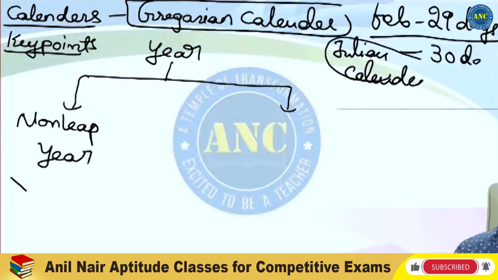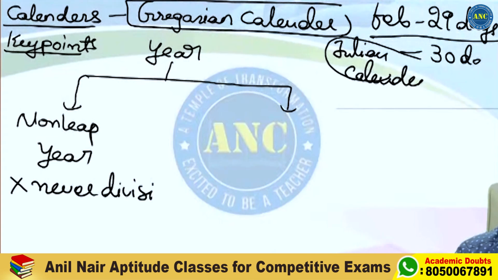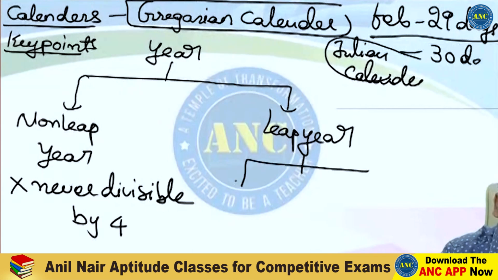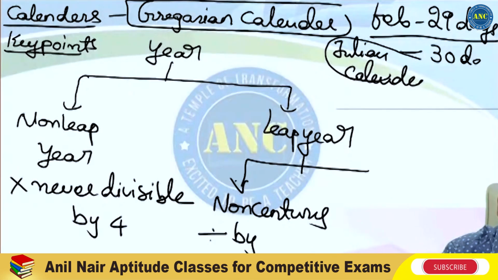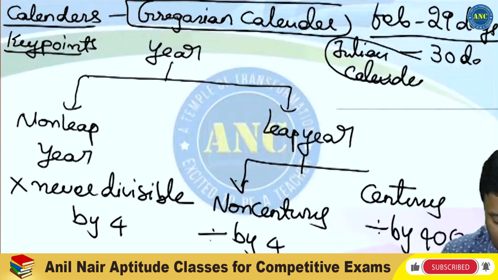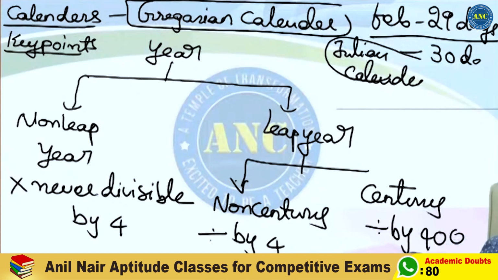A non-leap year is never divisible by 4. Right? If it is a leap year, there are two definitions attached to it. If it is a non-century, it is divisible by 4. If it is a century, it is divisible by 400. A century is divisible by 100, and it should be divisible by 4, so 4 and 100 gives 400.